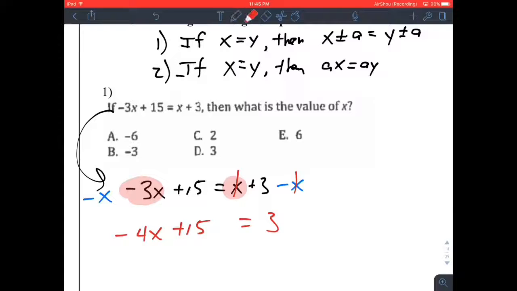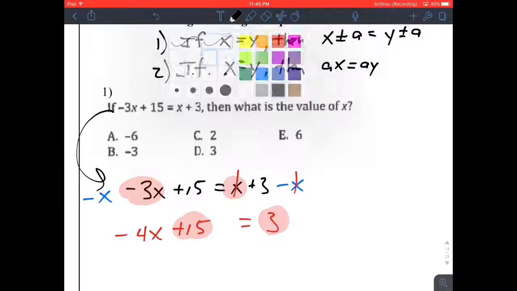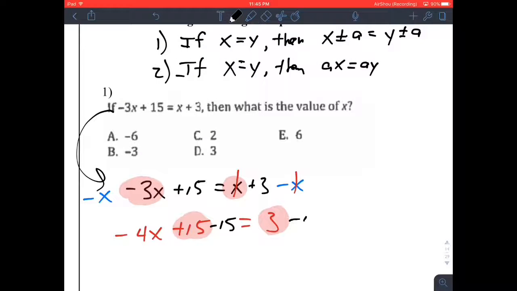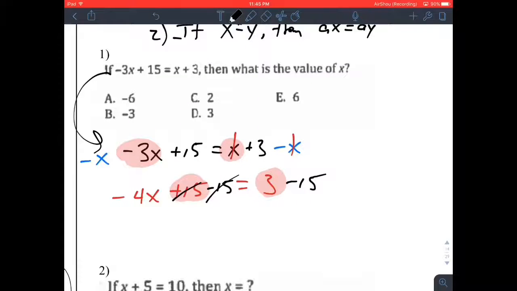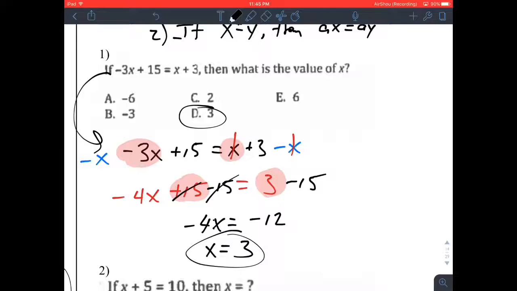Now I want to get the 15 and the 3 on the same side, so I'm going to subtract 15 from both sides of the equation. On the left side, plus 15 and minus 15 cancel, so we got negative 4x. On the right side, 3 and minus 15 is negative 12. If we then divide both sides by negative 4, we're going to get x is 3, which is choice D. We use the addition, subtraction, division properties for this problem.